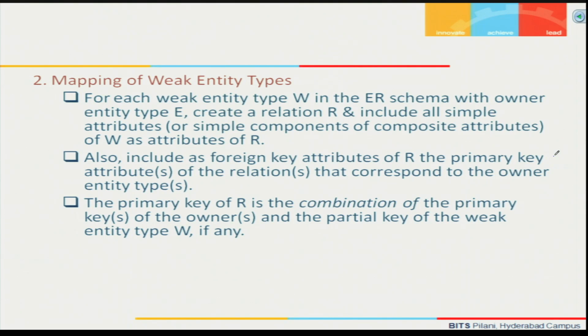The primary key of R is the combination of the primary keys of the owner entity and the weak entity, that is the partial key which is part of the weak entity, and this is how we can map the weak entity type into a relation schema.